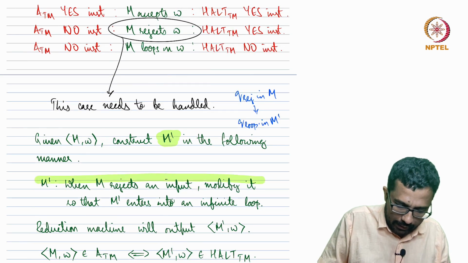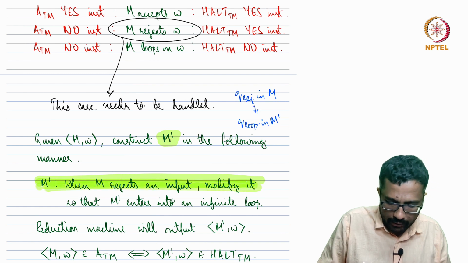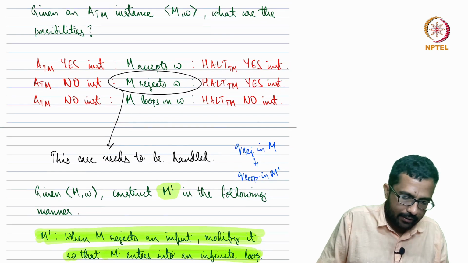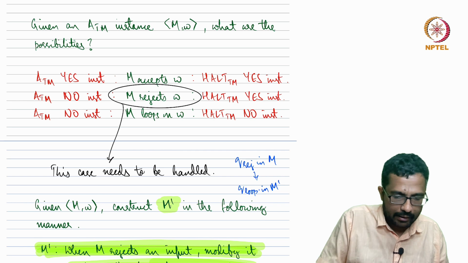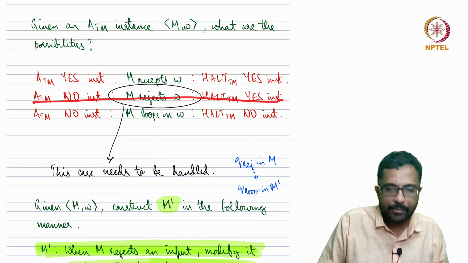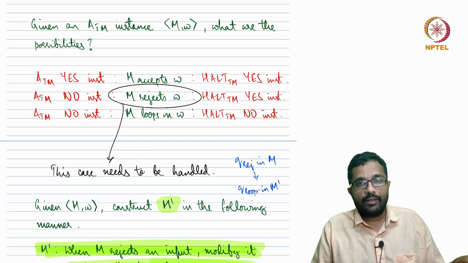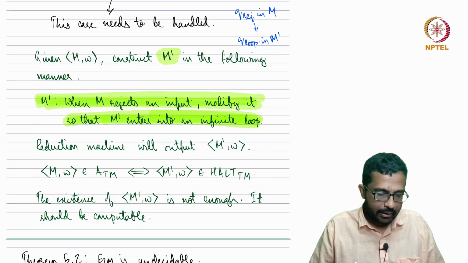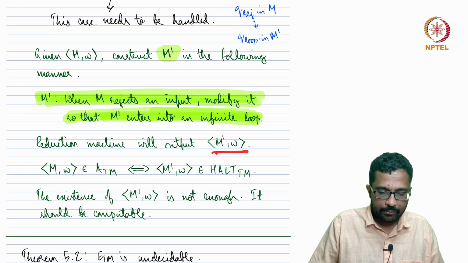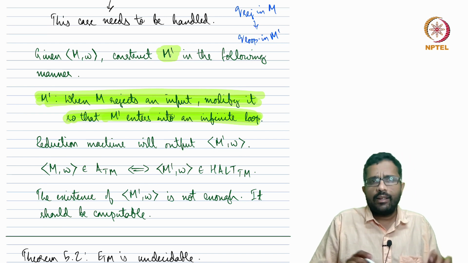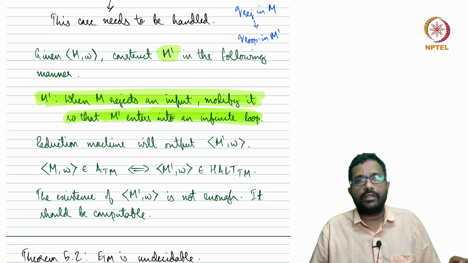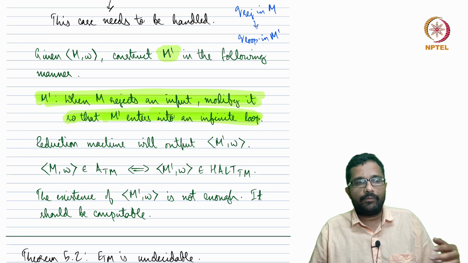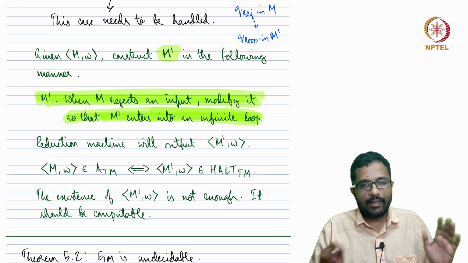So that's what we want, and that's what I've written here. This is the main idea of M prime: whenever M rejects an input, we want M prime to enter into an infinite loop. That was the issue with the second line here: whenever M rejected W, it's a no instance for ATM, and we also want it to be a no instance for HALT-TM. So we make it not halt, we make it loop. The reduction machine will just output M prime and W. We know how to construct M prime. It's just a simple modification: you replace Q reject in M with a Q loop in M prime, where it just loops. So that is the reduction process.